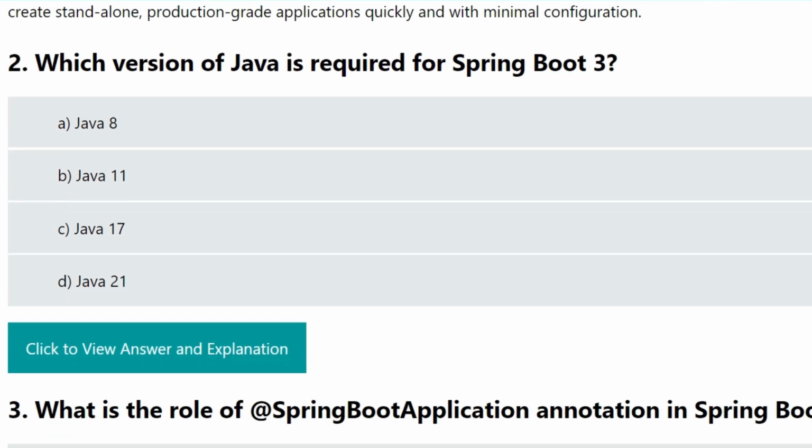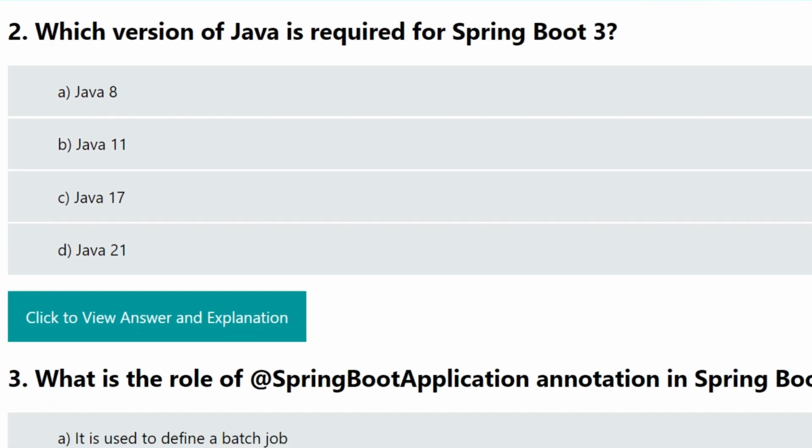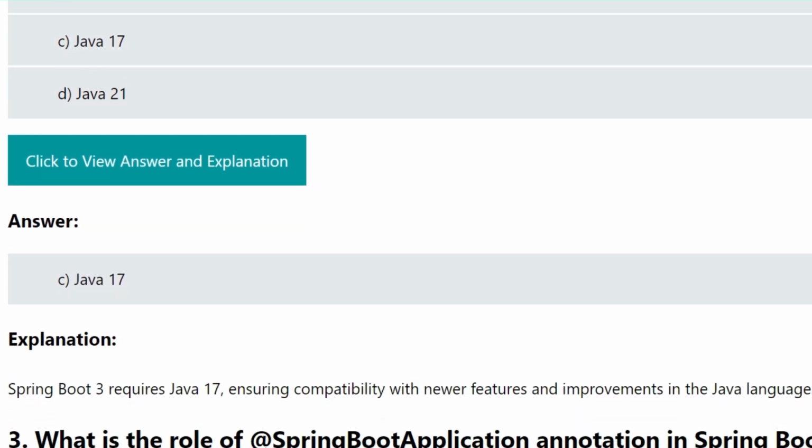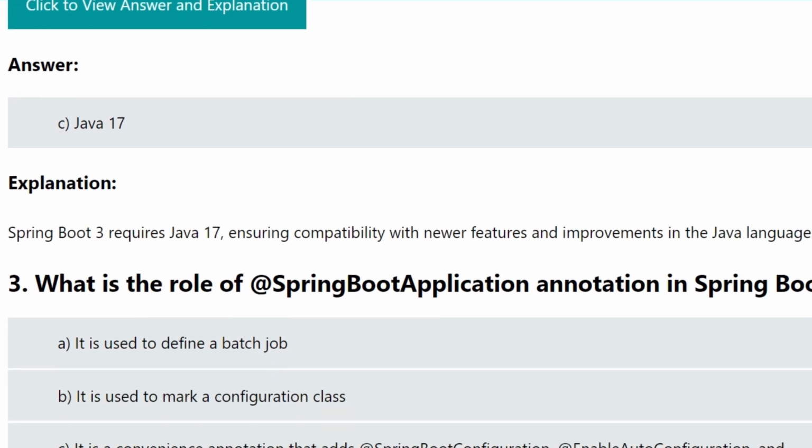The second is, which version of Java is required for Spring Boot 3? So I think Java 17 is required. So option 3, C, will be the correct answer. So this is the explanation why Java 17 is required for Spring Boot 3.